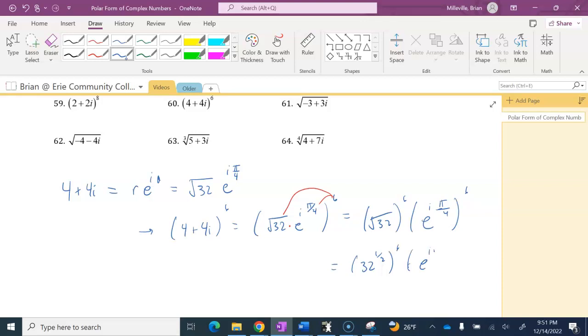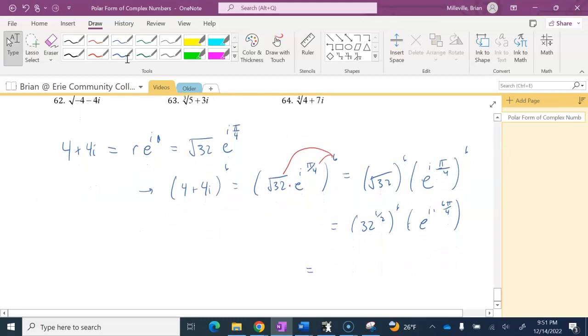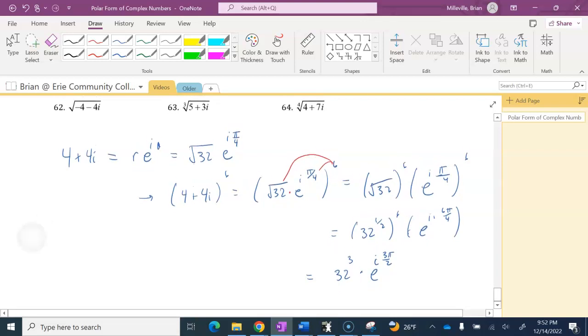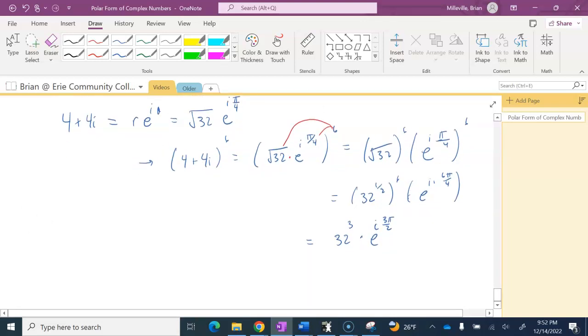So we'd have i times 6 pi over 4, multiplying these exponents out. 6 times 1/2 would give us 3, so we'd have 32 to the 3rd power, which we could compute, times e to the i times 3 pi over 2 power. And that's it, if that's all we were asked to do. Now, if we want to convert that back to rectangular form, we should compute the power, 32 to the 3rd power, and then rewrite e to the i theta using Euler's formula.